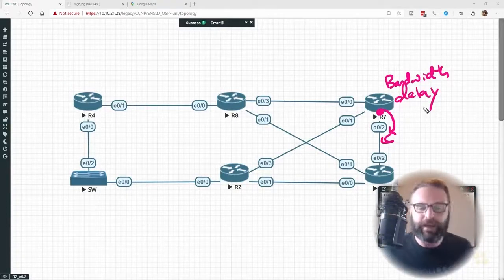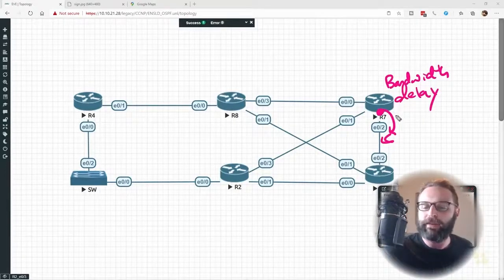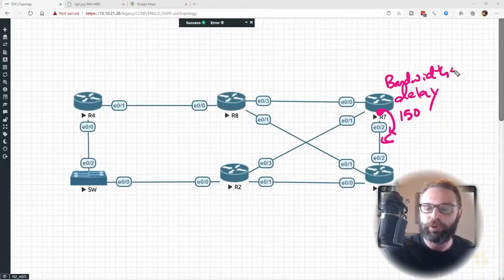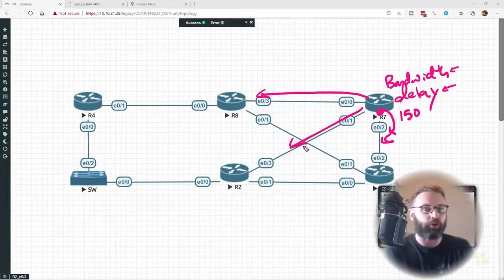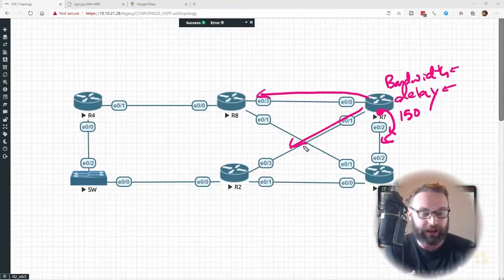Let's theoretically make up something right now, like it's made up, the metric 150 is what it calculated between the lowest bandwidth and the delay. Now it comes time for R7 to advertise it towards its neighbors, R8 and R2. How then do R2 and R8 perform their metric calculation?